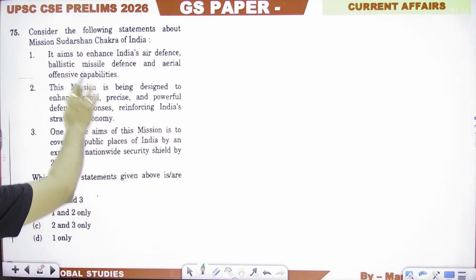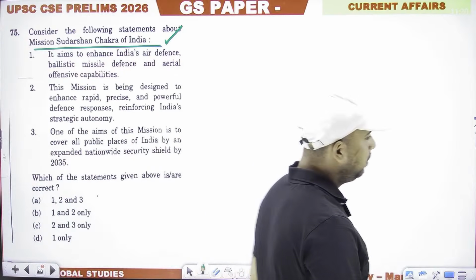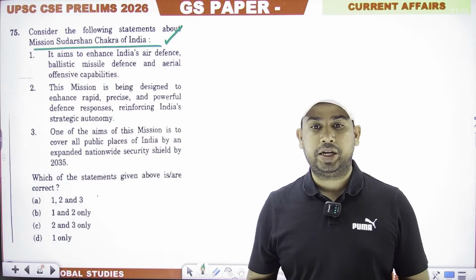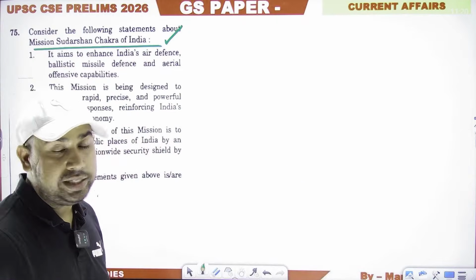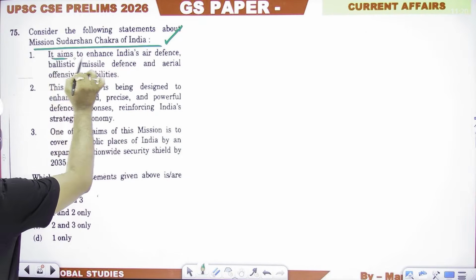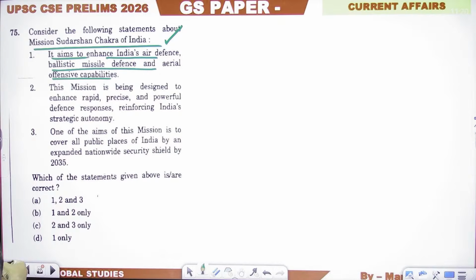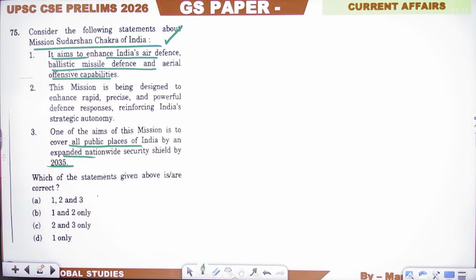This question is, consider the following statements about Mission Sudarshan Chakra of India. Mission Sudarshan Chakra was very much in news when the Prime Minister of India gave a speech from the Red Fort about India's defense capability and the advanced air defense system, which was used in Operation Sindoor to counter the different ballistic missiles and drone attacks done by Pakistan. In the first statement, it says that it aims to enhance India's air defense, ballistic missile defense and aerial offensive capabilities. The second statement says that this mission is being designed to enhance rapid, precise and powerful defense responses, reinforcing India's strategic autonomy, and one of the aims of this mission is to cover all public places of India by an expanded nationwide security shield by 2035.